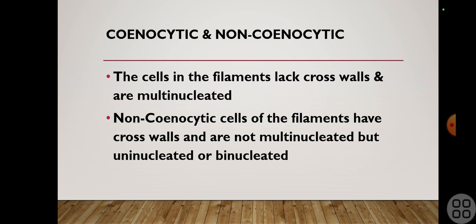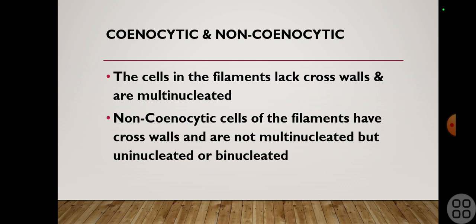Cenocytic and non-cenocytic. The cells in the filaments lack cross walls and are multinucleated. This is called cenocytic condition. When the filaments have many nuclei, they are multinucleated, and the cells in the filaments lack cross walls in between themselves.